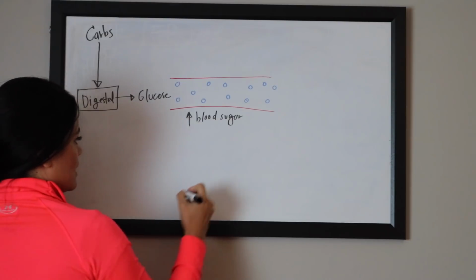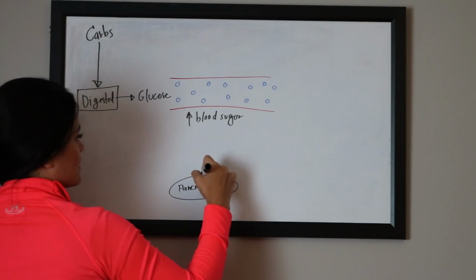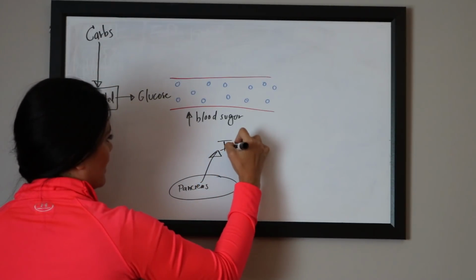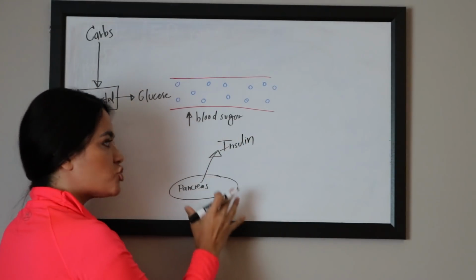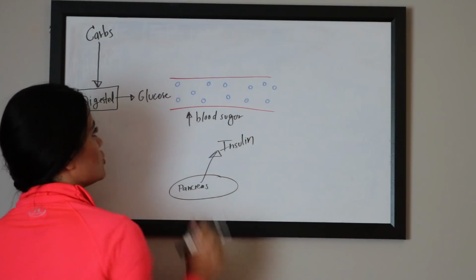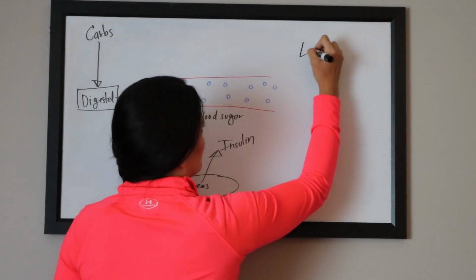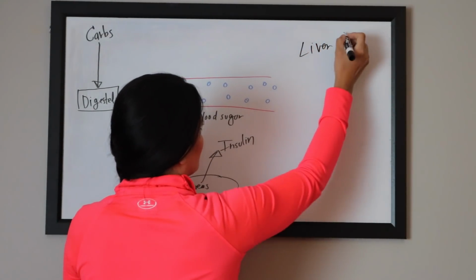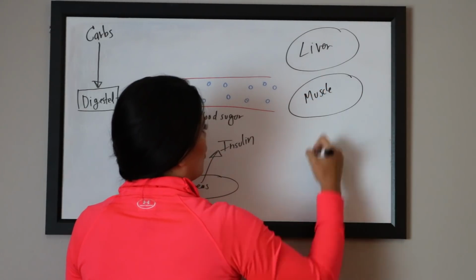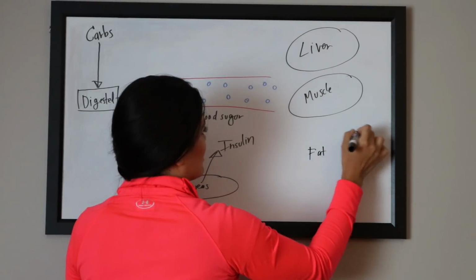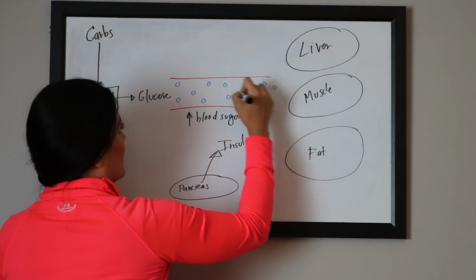So what happens is, here's your pancreas. Your pancreas releases something called insulin. Now, like I said, insulin is a hormone. It's a messenger hormone that tells your body what to do with this glucose. That glucose can go one of three places. It can go to the liver cells, it can go into muscle cells, or it can go into fat cells.